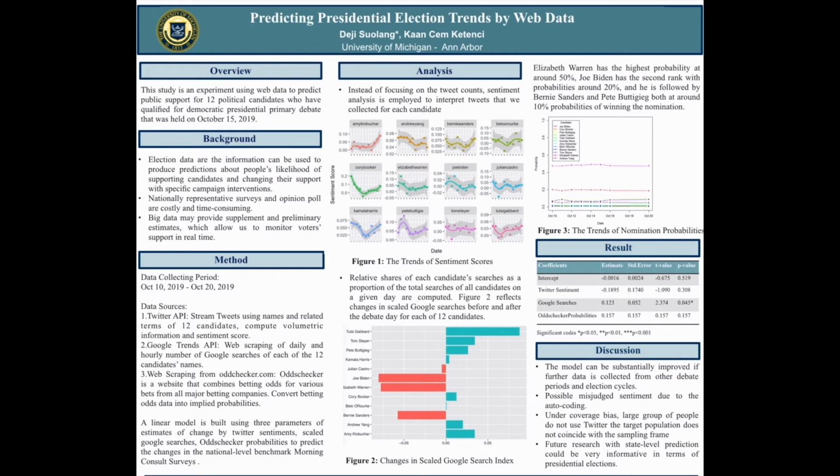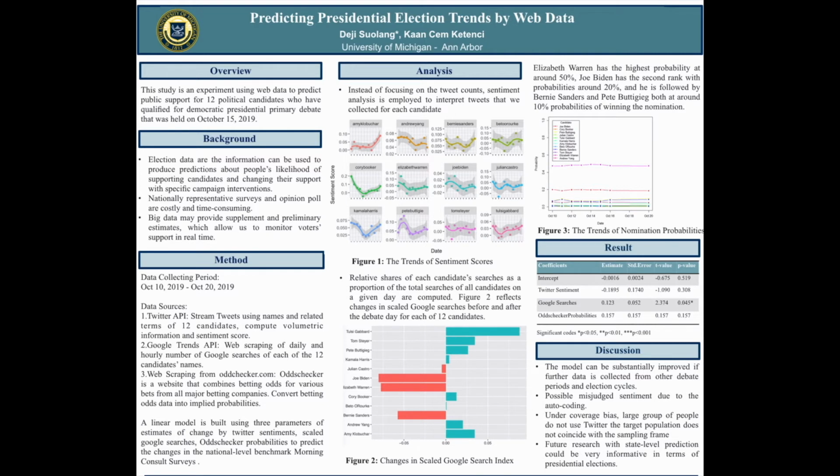Then the Odds Checker implied nomination probability of candidates is shown by the line chart in Figure 3. We could observe that Elizabeth Warren has the highest probability, around 50%. Joe Biden is second with around 20%, followed by Bernie Sanders and Pete Buttigieg, both at around 10% probability of winning the nomination.